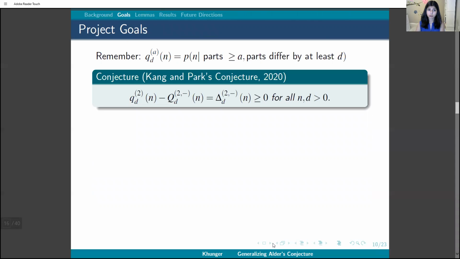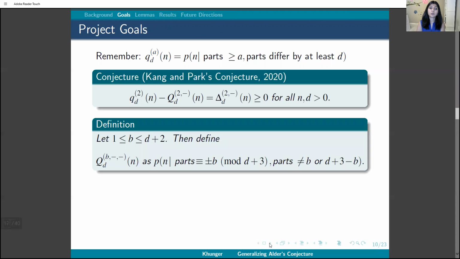So here are our project goals. First, we want to prove Kang and Park's conjecture in its entirety. To show you our next goal, we're going to need to define a little bit of notation.